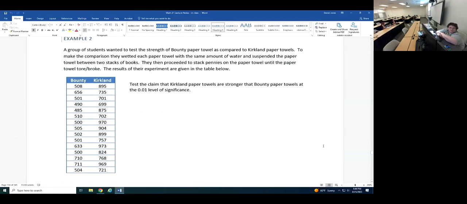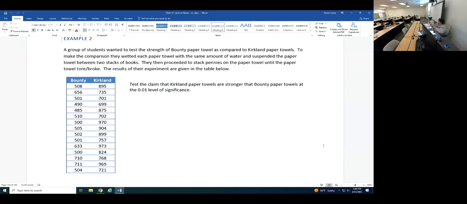Not the state quarters. A group of students wanted to test the strength of Bounty paper towels versus generic ones like Kirkland, the Costco brand. They wetted each paper towel with the exact same amount of water, measured each time, so it was a little damp. Then they put it tight between two surfaces held down by books and started stacking pennies on it. After it broke, they counted how many pennies it took to break the paper towel.